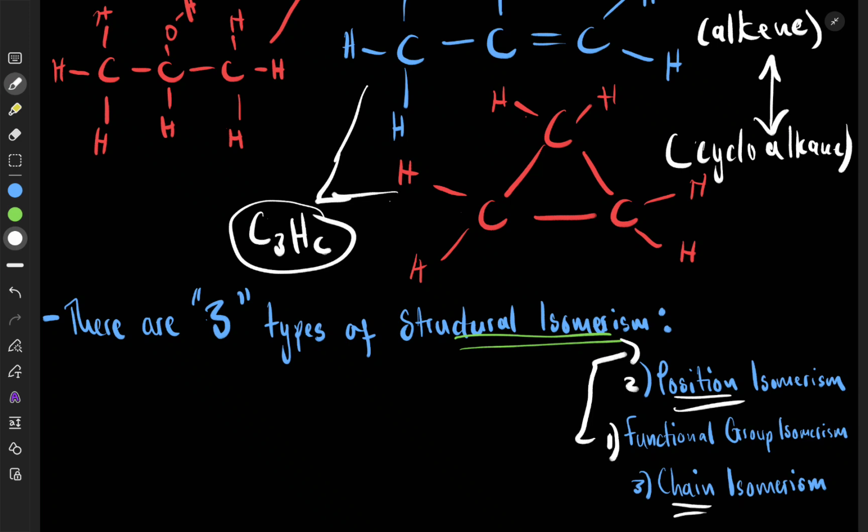So in chain isomerism, the chain changes. In position isomerism, the position of the functional group changes. In functional group isomerism, the functional group changes. So whatever isomerism, if it's functional group isomerism, then it's the functional group that changes. If it's position isomerism, it's the position of the functional group that changes, but the chain will be the same. If it's chain isomerism, it's the chain that changes, but the position of the functional group is going to be the same. We're going to look at that in the next videos.